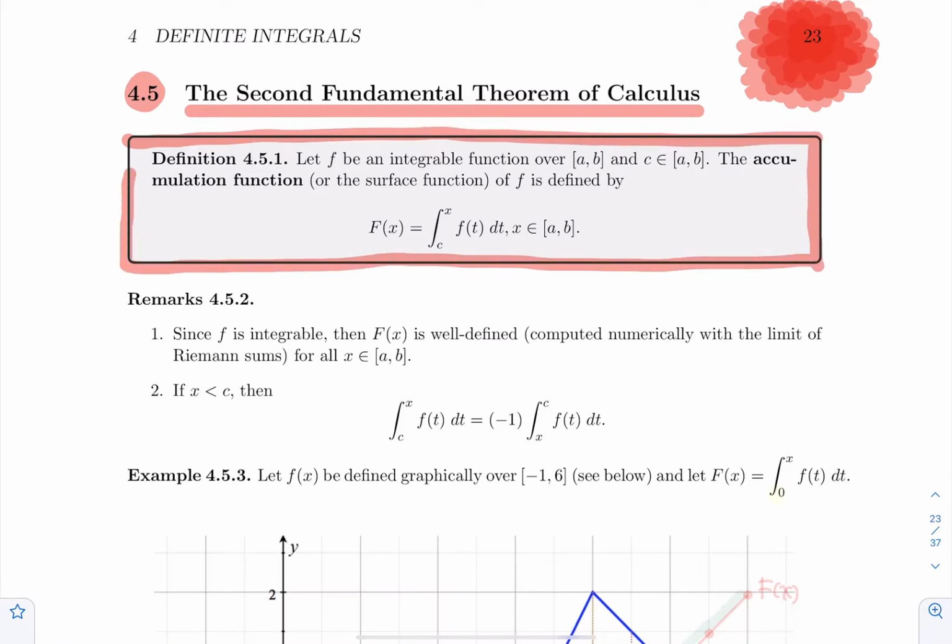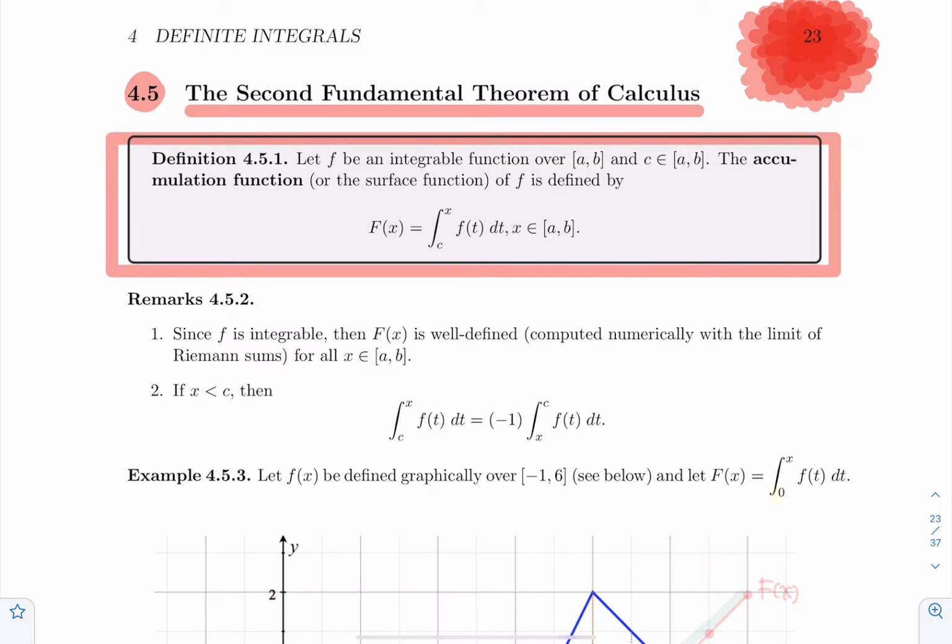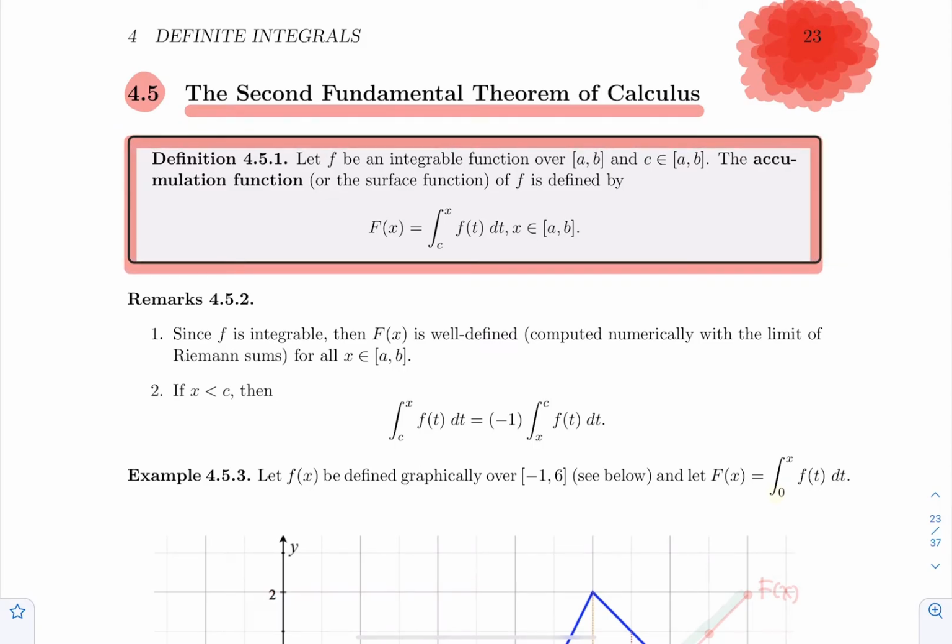Let small f of x be a function over interval [a, b], and let c be a number inside the interval [a, b]. The accumulation function, also known as the surface function (I prefer to call it the surface function because we're going to compute areas of surfaces, but the real terminology is accumulation function), is a new function that we're going to call big F of x. And that big F of x is going to compute the definite integral from c, so c is fixed, chosen within the interval, to x.